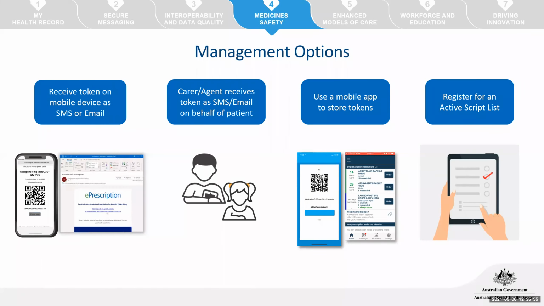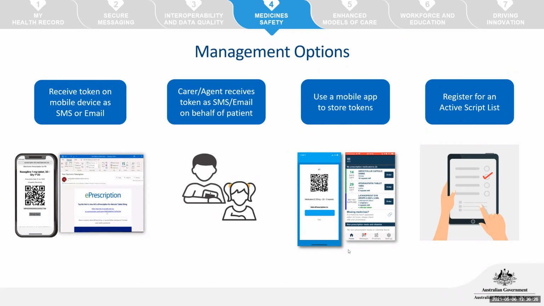And there will also be some individuals who want their electronic prescriptions to be in a more consolidated list so they can see how many repeats have been dispensed, so they can manage their prescriptions more easily. And so in future, they will be able to register for an active script list. And I will go through this in more detail subsequently. So you might find that in future, patients will be using not just one, but a combination of these management options as well.